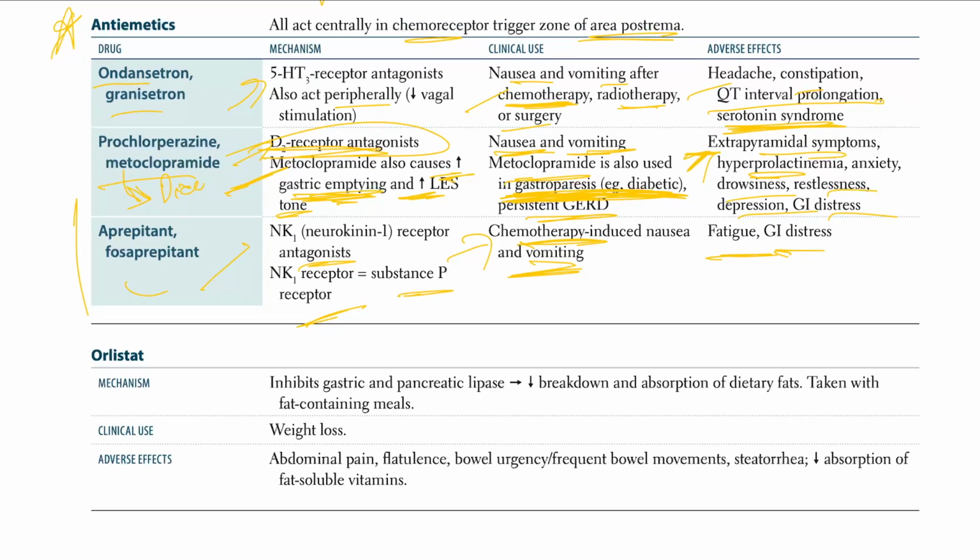And these are pretty much it for the antiemetics. Mention again, these all work in the CTZ, the chemoreceptor trigger zone of the area postrema, and all of them are antagonists, and they're all antiemetics.